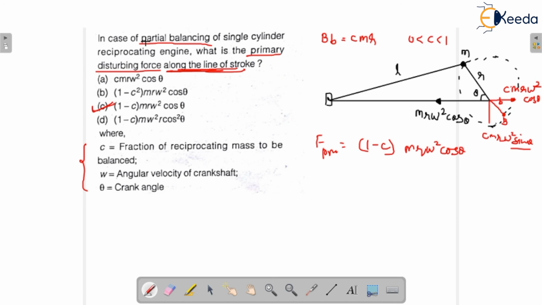Basically it is a part of the primary balancing. Okay, this is not a part of the secondary balancing. We do partial balancing in primary balancing of the reciprocating masses. Okay, so that's the answer for this question. Okay, so thank you.